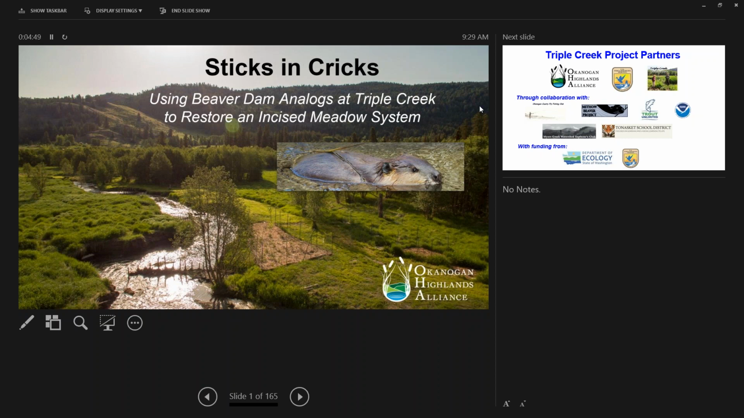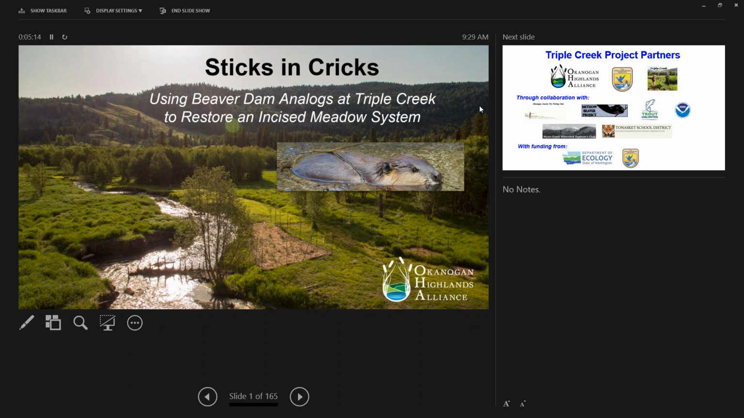There we go. All right, well, hey, my name is Julie Vanderwall, and I'm Conservation Coordinator for Okanagan Highlands Alliance. It's a small nonprofit in North Okanagan County. I'm also Project Manager for the Triple Creek Restoration Project, and so I'm excited to share about our experience with Beaver Dam analogs. I'm going to be referring to the Triple Creek Project for examples and to share the concepts that I'd like to talk about today.